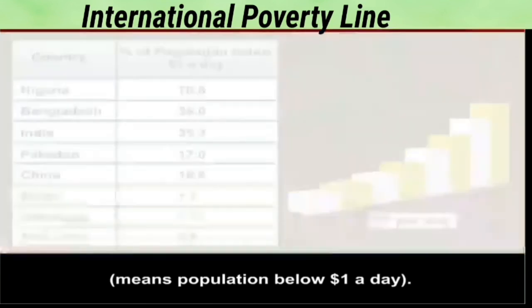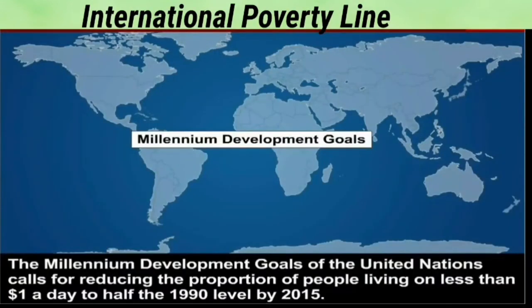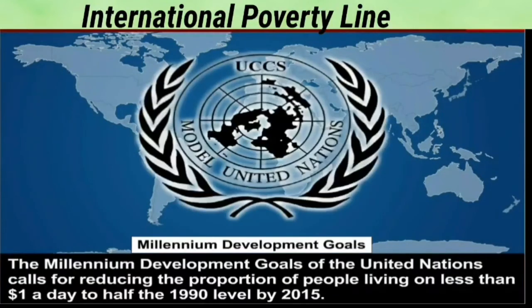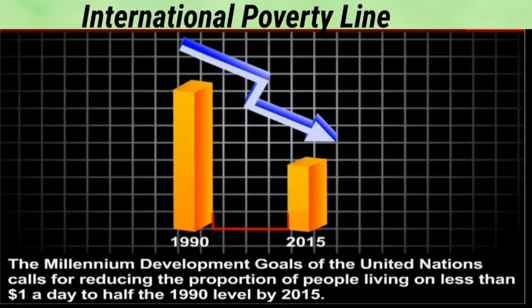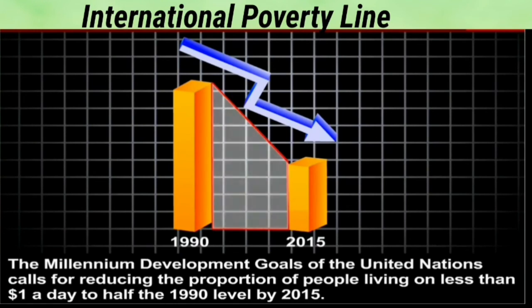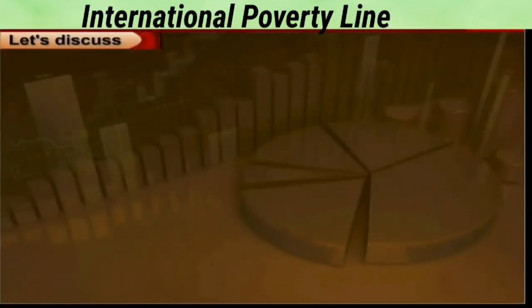The Millennium Development Goals of the United Nations call for reducing the proportion of people living on less than $1 a day to half the 1990 level by 2015. Let's discuss.